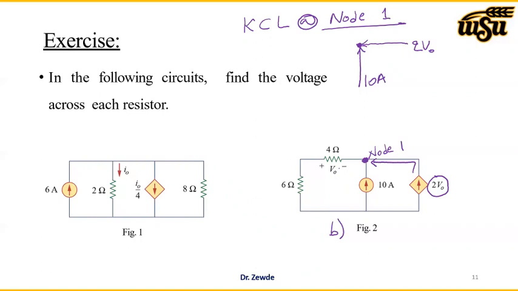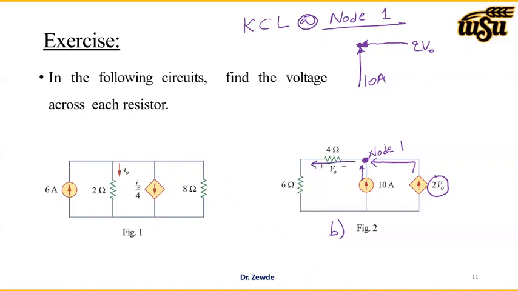So that's why we have 2 times V0, but still it is a current source. This current enters this side, this current enters this side. And the third one, so this is the second, so the third one is this one.